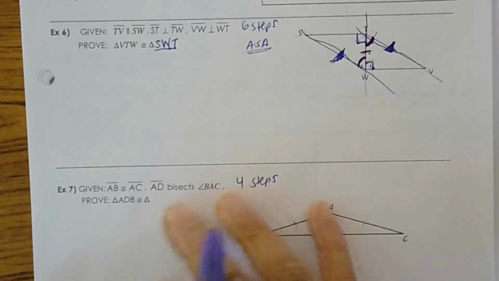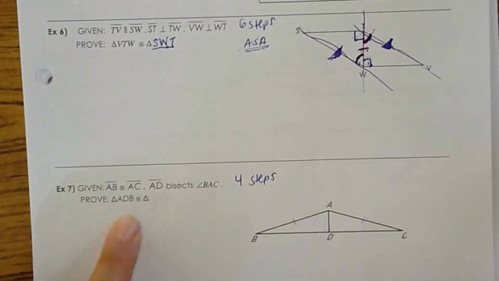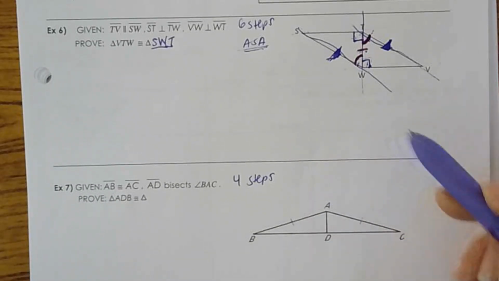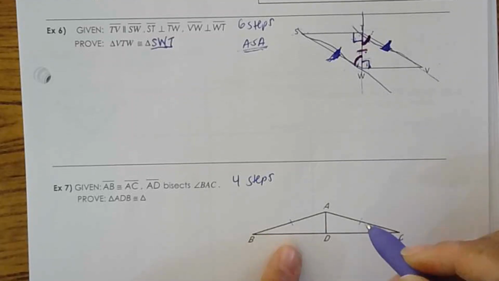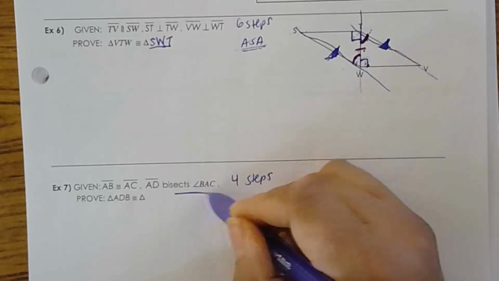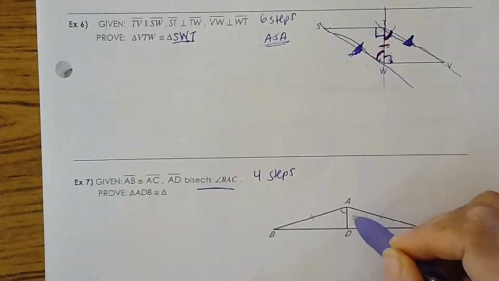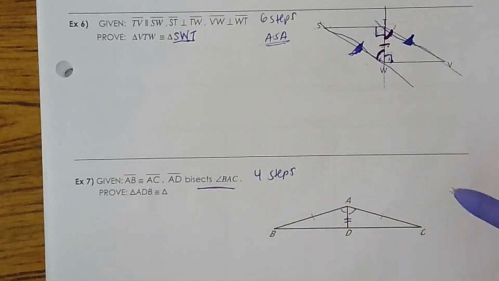Okay, and then same idea for number 7 down at the bottom. This one's a little bit quicker. It's only 4 steps. So once you get your given congruence, you're going to show angle bisected on this one. BAC gets split into 2 congruent angles, and then also another reflexive property to finish up with SAS on this one.